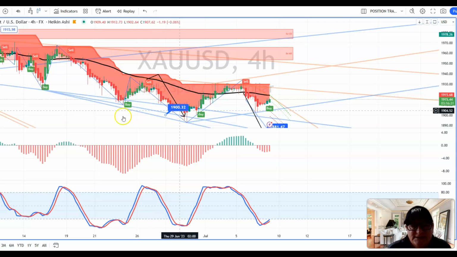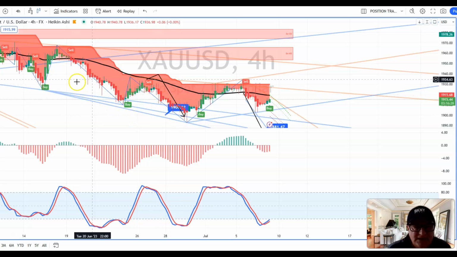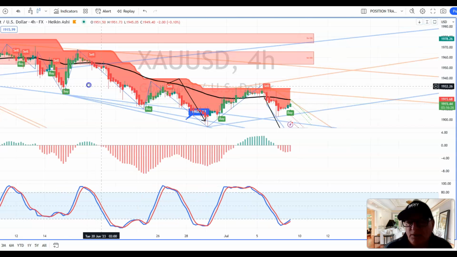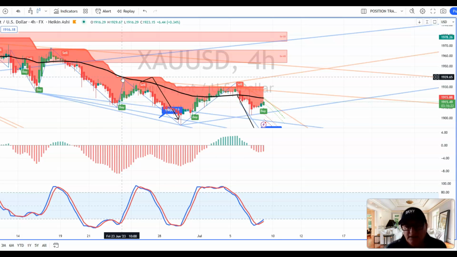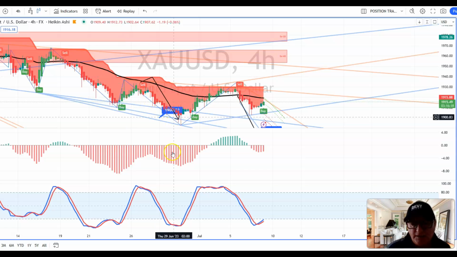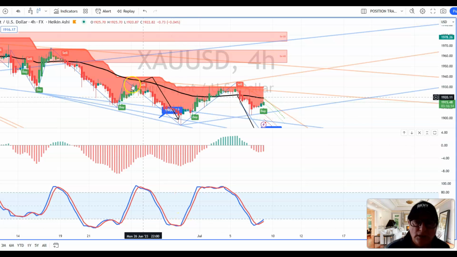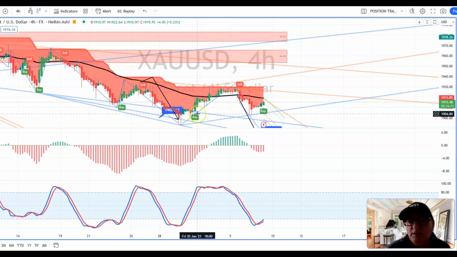Now the exit is slightly tricky. Exits to take profits has always been subjective, and that's a personal thing. For me, on a position trade, I might think about taking the profits out here. Okay, or I use a trailing stop on a lower time frame, and I'll show you that now.